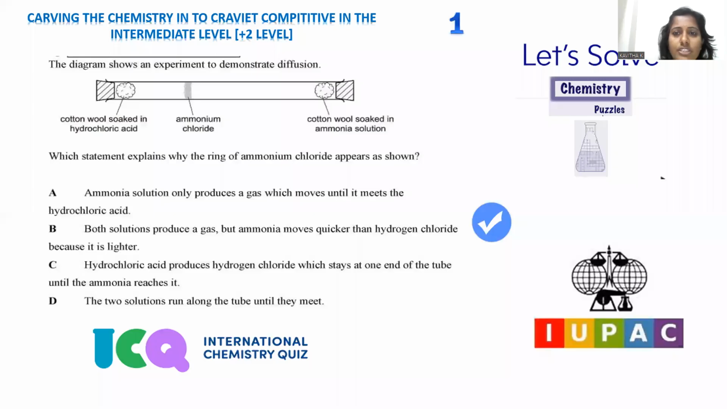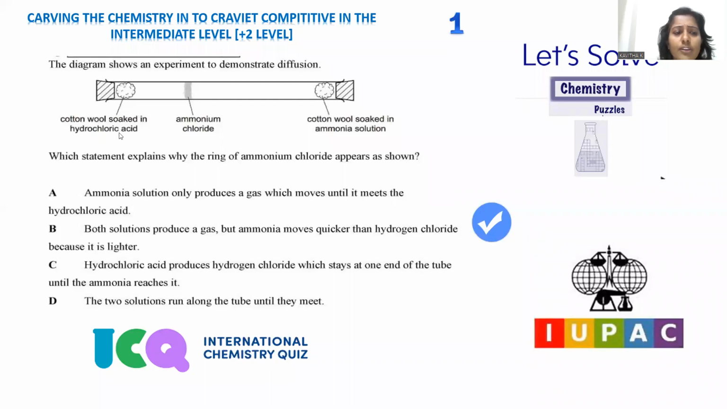Let's enter into our question number 1. The diagram shows the experiment to demonstrate the diffusion process. This is the closed container. Corks are fitted in the two ends of the glass tube, and here we have cotton wool soaked in hydrochloric acid at one end, and a second cotton wool soaked in ammonia solution at the other end.